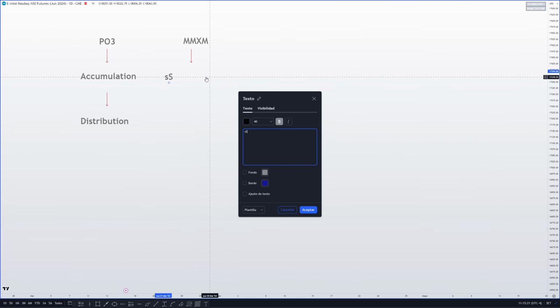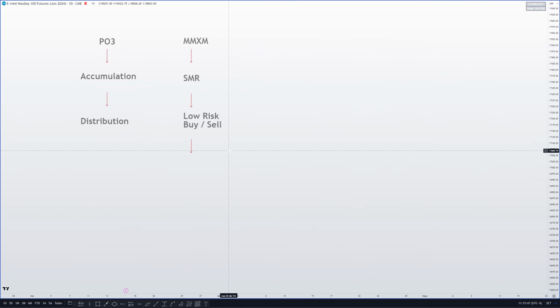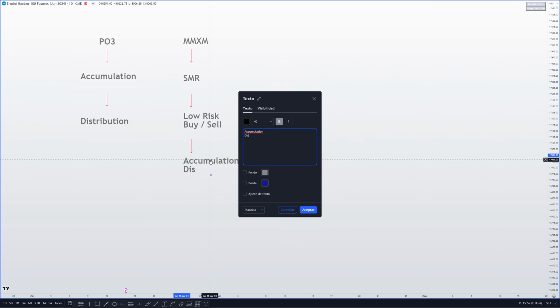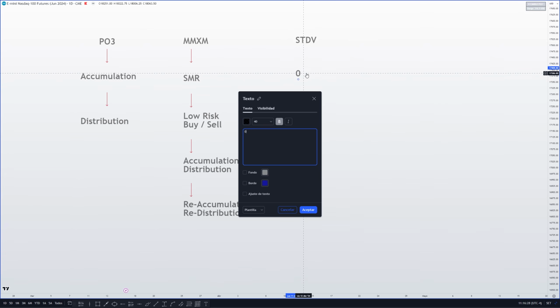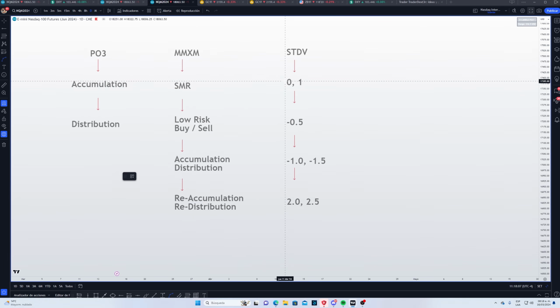The first is smart money reversal, low risk buy or sell, accumulation or distribution in various conditions. Here, standard deviation. The first standard deviation here is this 0 and 1. The next standard deviation you can find in the 0 and half. This is for low risk buy or low risk sell. So the 0 and 1 correlates with the smart money reversal here. The low risk buy or low risk sell is in the 0 and half deviation here.